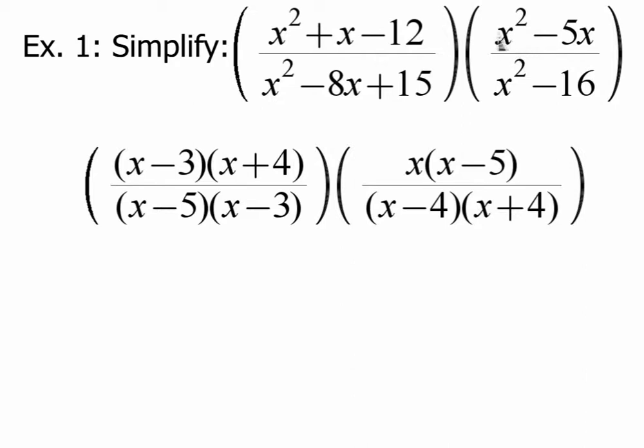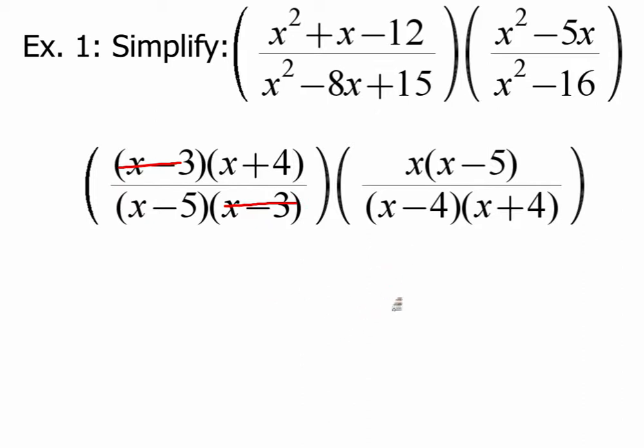Over here, x squared minus 5x, I can just factor out a greatest common factor, and I'm left with x times x minus 5. And then down here, x squared minus 16 is a difference of squares, and that's x minus 4 times x plus 4. So now I'm going to multiply these together. Because they're being multiplied together, I can do some canceling. X minus 3 and x minus 3 cancel each other out.